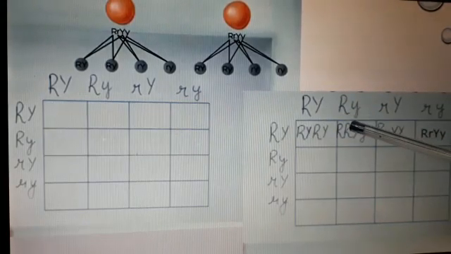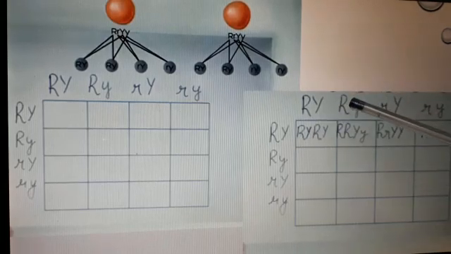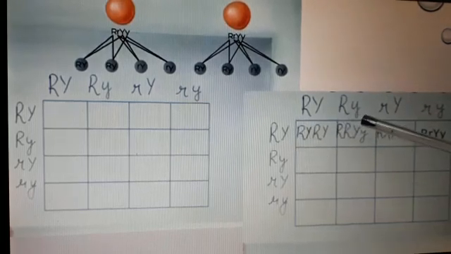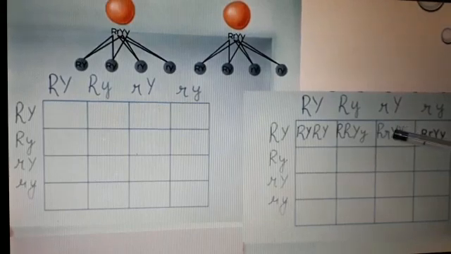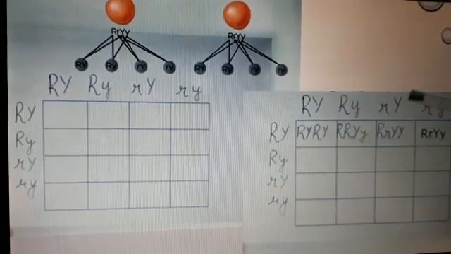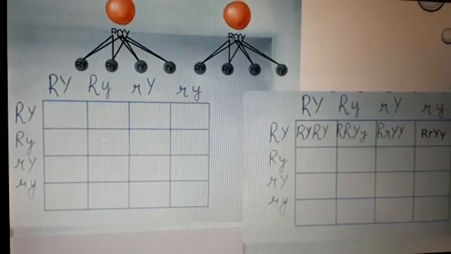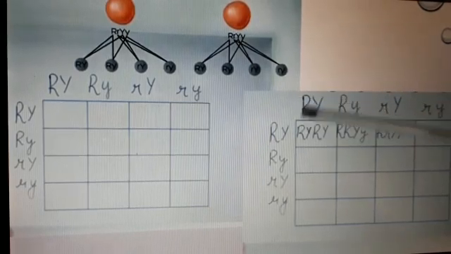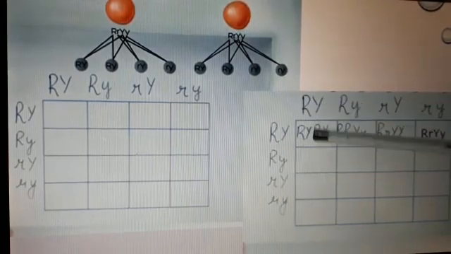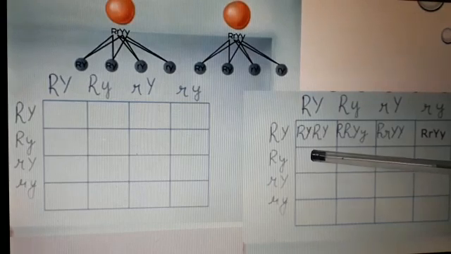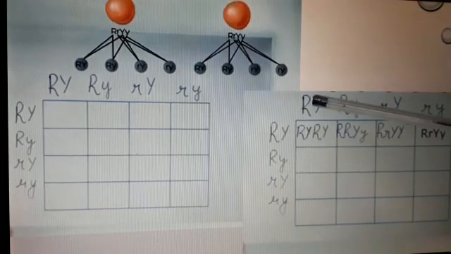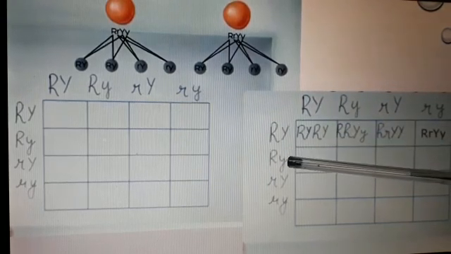In the second cell, we will be getting capital R and capital Y, small y. In the third cell, we will be getting capital R and capital Y, small y. In the fourth one, we will be getting capital R, capital Y, small y. In a similar way, we will be fusing these two and writing it here in this cell, a capital R and capital Y, small y.